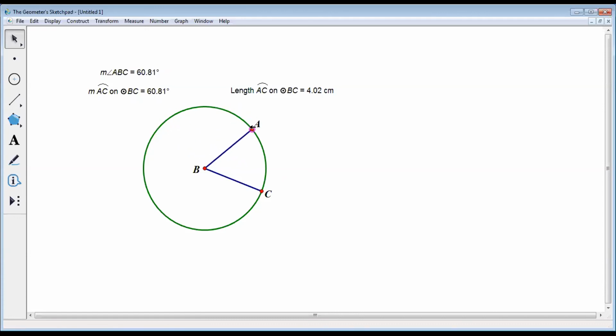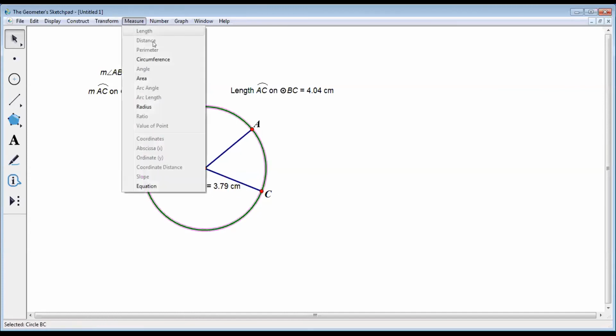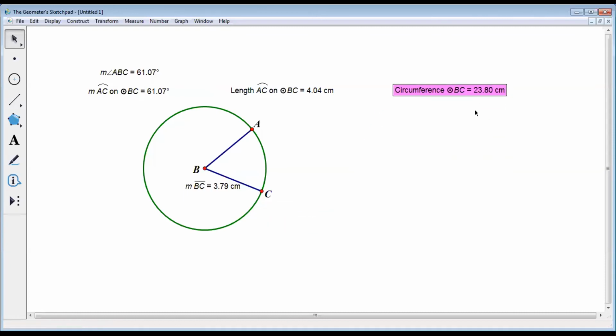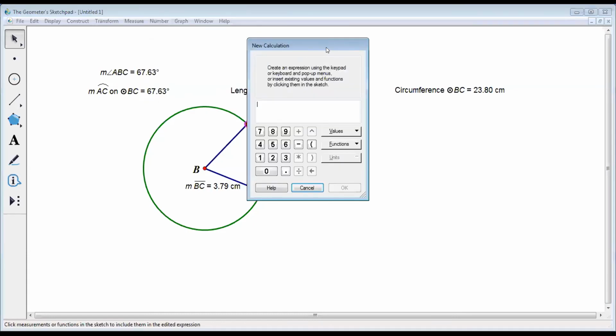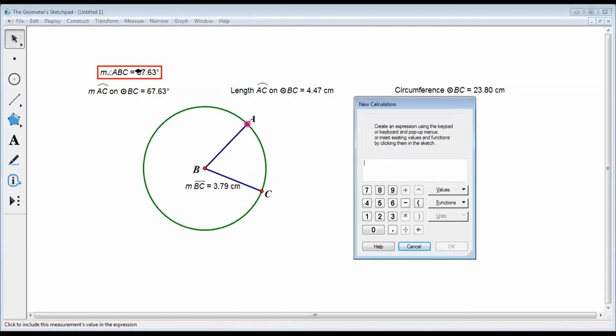All right, so let me measure this length. That's our radius, 3.79. And I'm also going to measure the circumference. So the entire circumference is 23.8 centimeters. So like I was saying before, we can set up a ratio using the central angle. So if I go to Calculate, I'm going to calculate the central angle. And what am I going to divide that by? I'm going to divide that by 360 degrees.